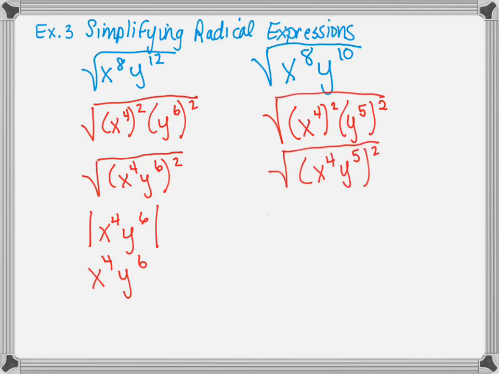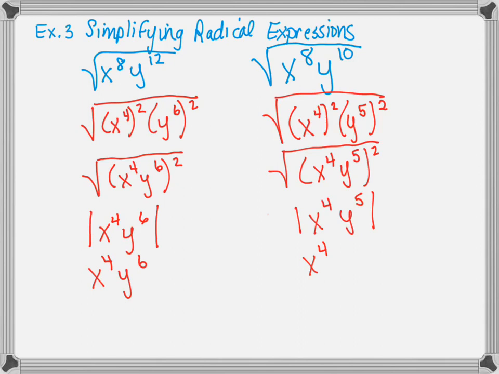Combining them into one perfect square. Square root of x to the 4th, y to the 5th quantity squared. When we take the square root, we get the absolute value of x to the 4th, y to the 5th. X to the 4th is always positive, so I can drop the bars around x to the 4th.